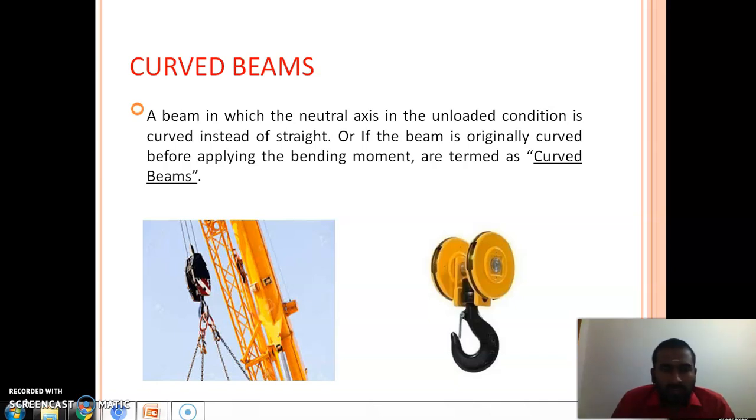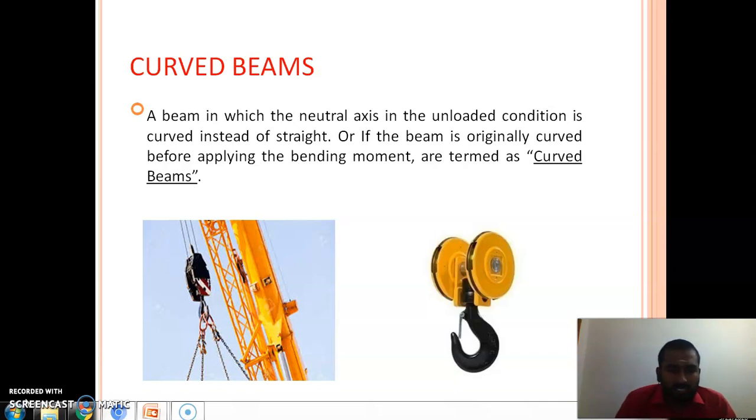We will see what a curved beam is, what are the real-time examples of curved beams, how they vary from straight beams, and how to calculate the bending stresses in curved beams. Finally, we will be able to solve two problems on curved beams.